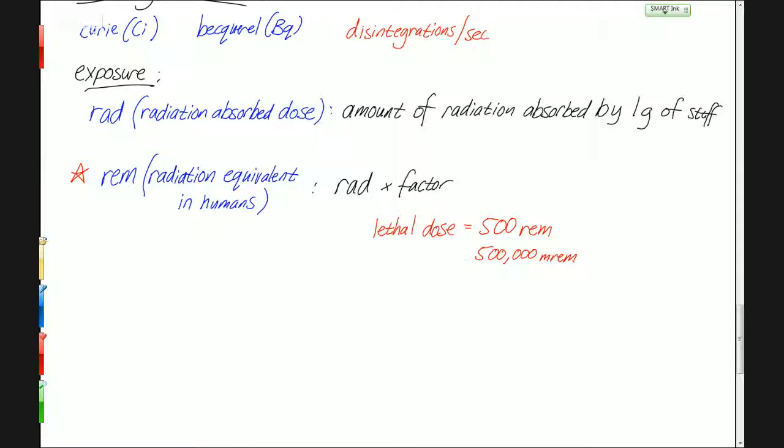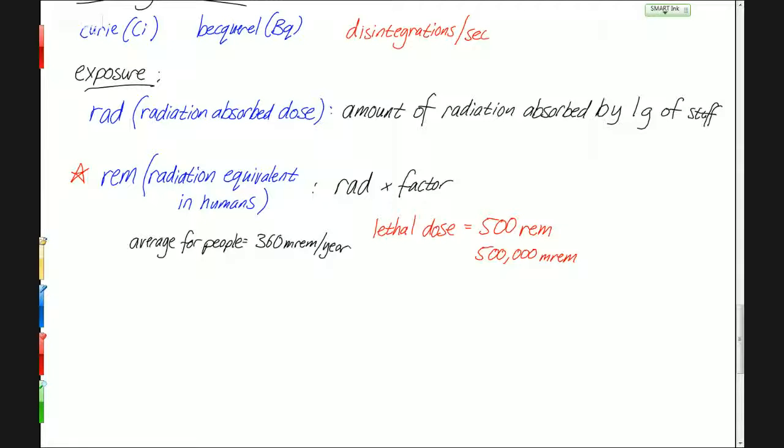Now the average for people, for like you and I living in a normal, average area on Earth, is that we're exposed to about 360 millirem per year, on average. Now, that radiation comes from a few sources.